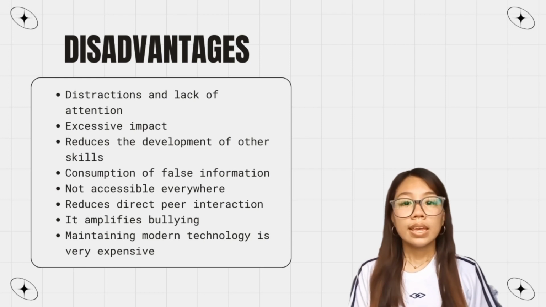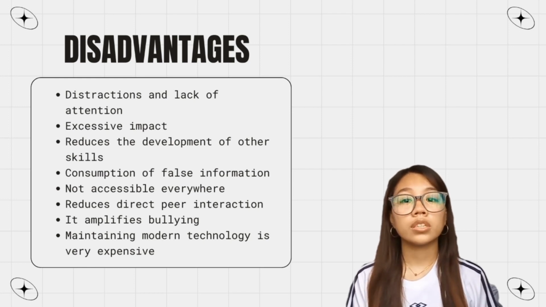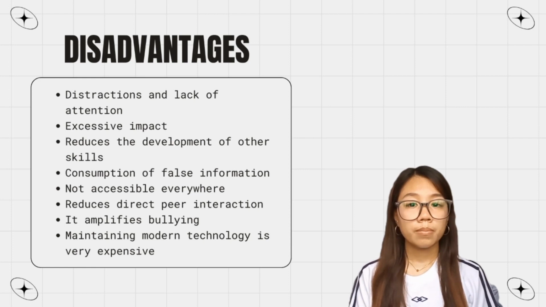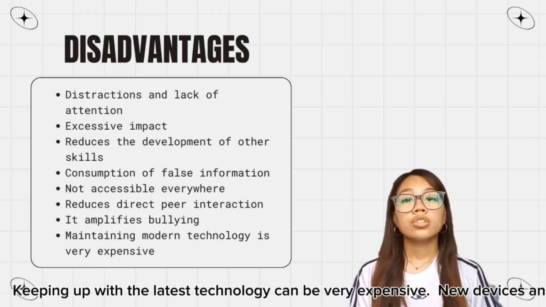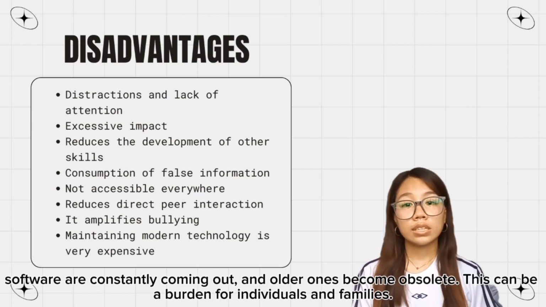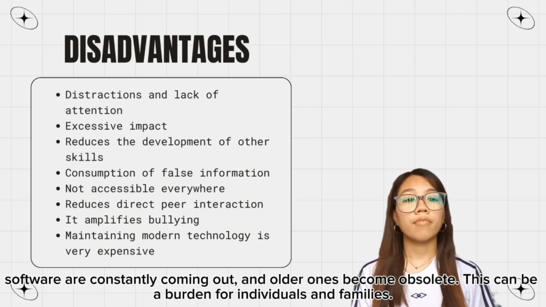So lastly, maintaining modern technology is very expensive. Keeping up with the latest technology can be very expensive. New devices and software are constantly coming out and older ones becoming obsolete. This can be a burden for individuals and families.